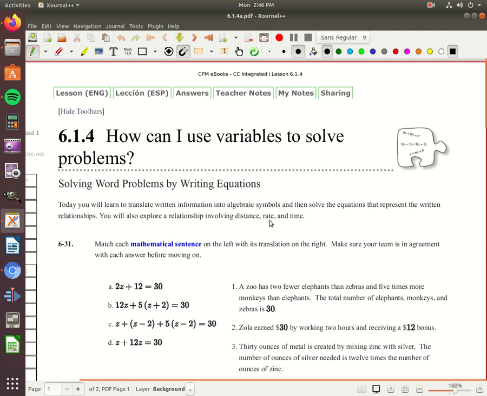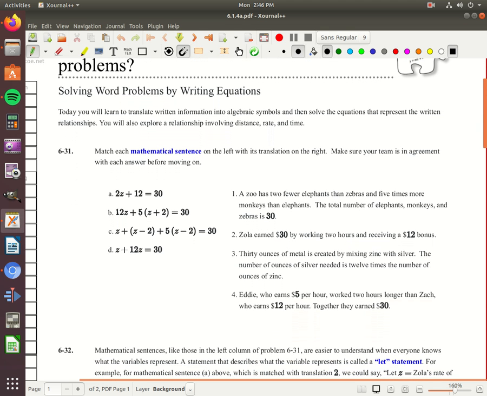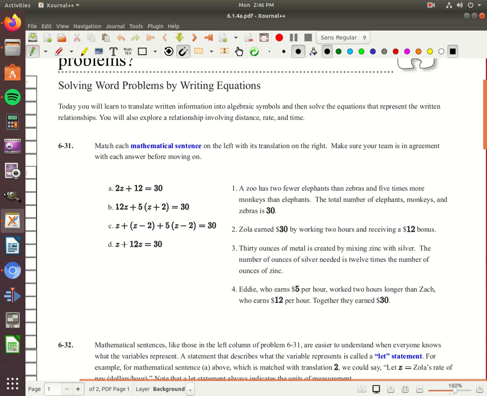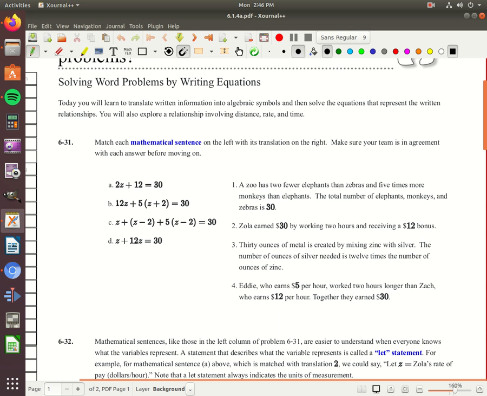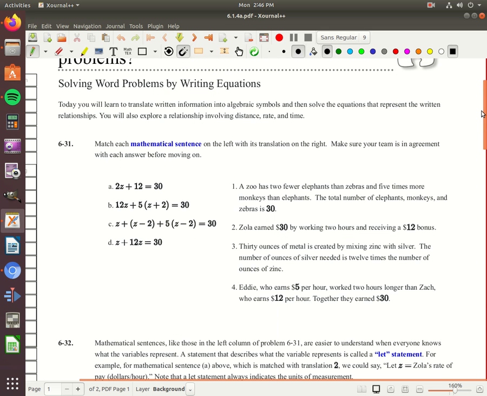614, how can I use variables to solve problems? Getting into some word problems here. Today you will learn to translate written information into algebraic symbols and then solve the equations that represent the written relationships. You will also explore a relationship involving distance, rate, and time. So a lot going on today.